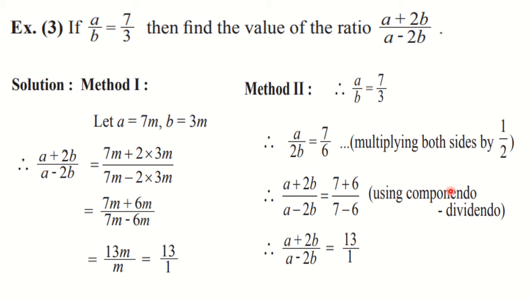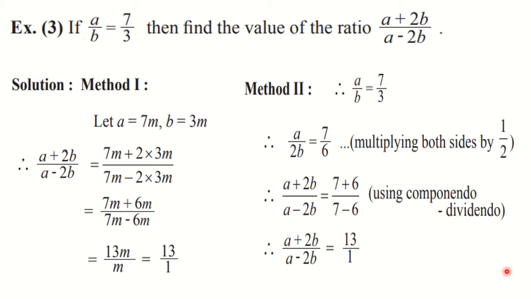So write down, using componendo dividendo on both the sides, A plus 2B upon A minus 2B is equal to 7 plus 6 upon 7 minus 6. Numerator plus denominator, numerator minus denominator. So the left hand side is written as it is, you cannot add or subtract. But here 7 plus 6 is 13 and 7 minus 6 is 1. So either you solve by this method or you solve by this method.